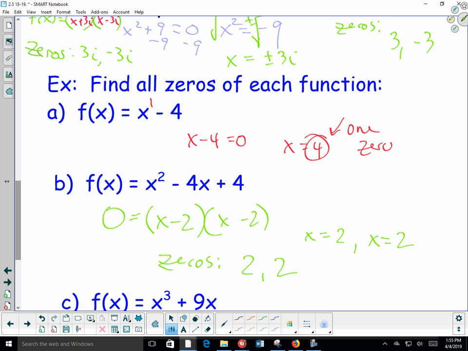What was the degree? 2. How many zeros did we get? 2. Remember, they could be real, they could be imaginary, they could be repeated, but there's going to be 2 of them. Everybody okay with this? All right, how about letter C?